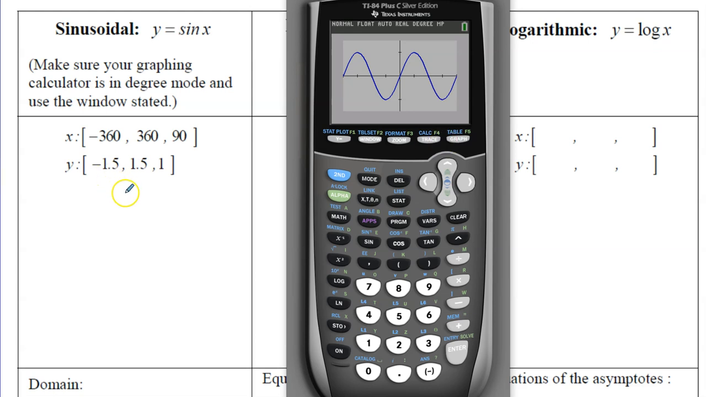You will come to know this graph very, very well. Okay, 1, 2, 3, 4. 1, 2, 3, 4.